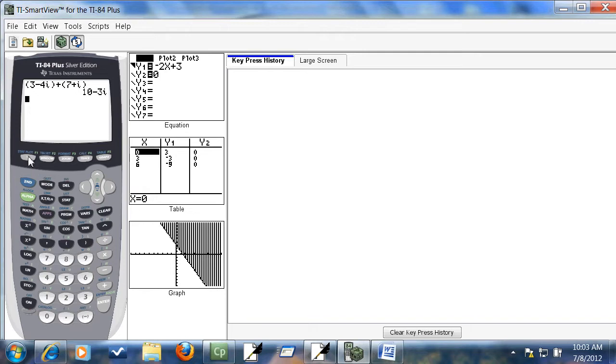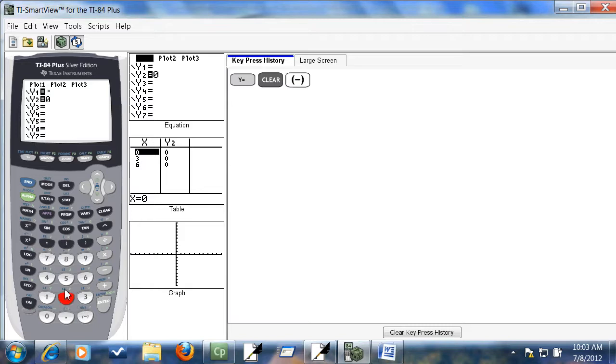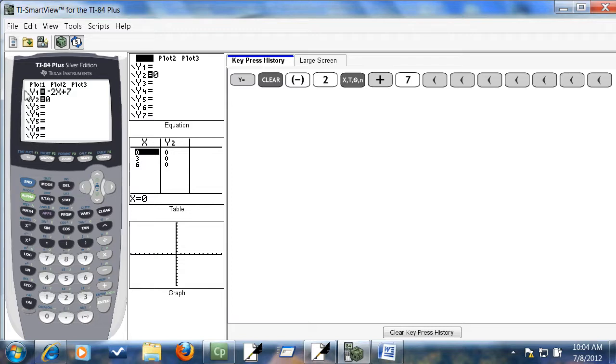So I come here and I press Y equals, clear, negative 2x plus 7. Now look where my cursor is. It's right to the right of the 7. If I press my left arrow key, I don't know how many times, just keep doing it. You can't do it too many times. You want your flashing cursor on the slash in the very first position, which is where I have that.